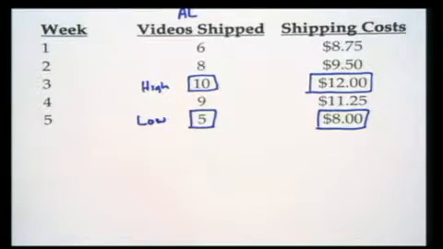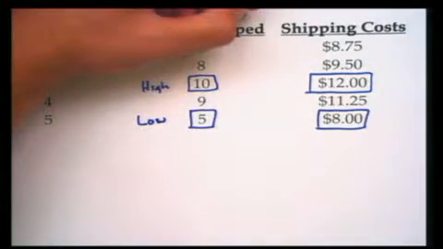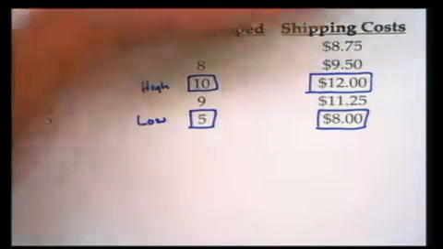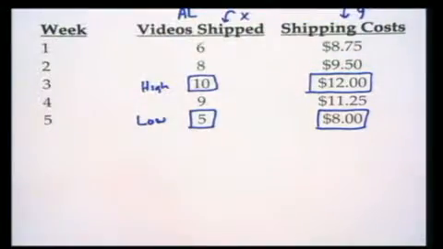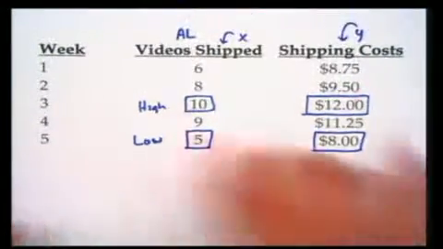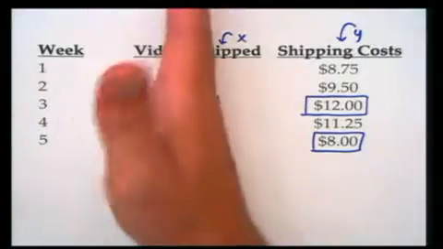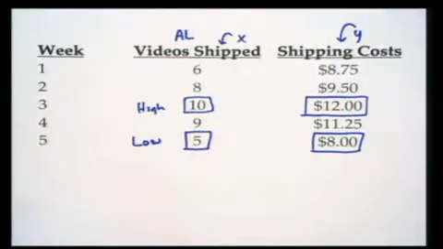Now don't forget though, we are going to turn these into X, Y coordinates. What is X? Good. You gotta be real careful. X is always your activity level. Y is always the cost. So even if these were listed the other way around, even if I told you the cost over here and the video shipments over there, you know that X is the activity level always. Y is the cost always. Be real careful with that.